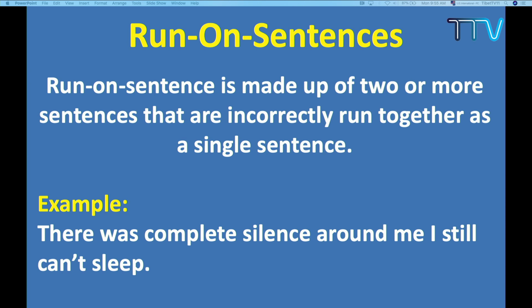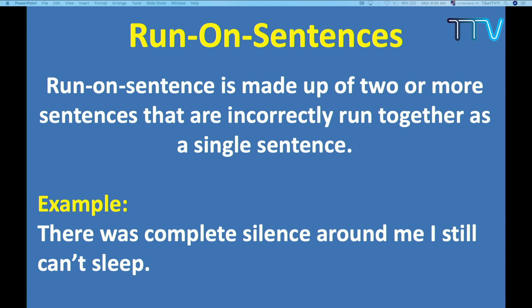A run-on sentence is made up of two or more sentences. Actually, there should be some comma or semicolon or some conjunction, but these two sentences are considered as a single sentence. So these types of sentences are called run-on sentences. For example, there was complete silence around me, I still can't sleep.